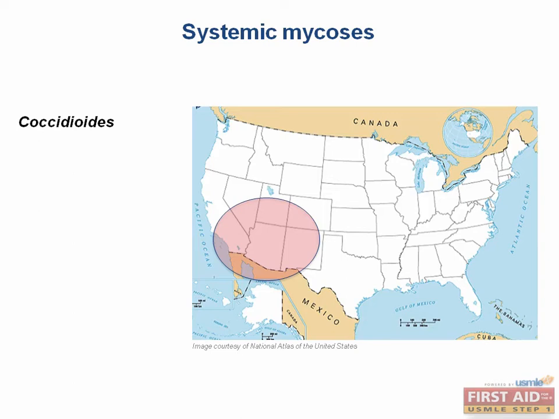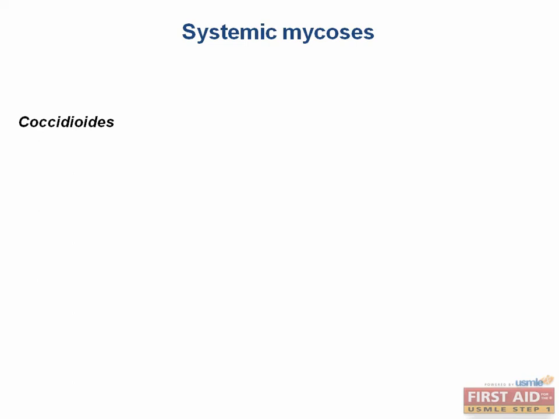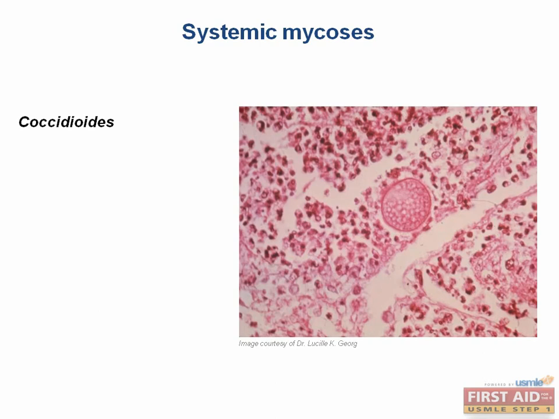Hey, do you remember what form this fungus exists at body temperature? Right, this one is spherules, not yeast. To be more exact, the fungus exists as several small spores, or endospores, found within a spherule, which you can see in this figure right here.